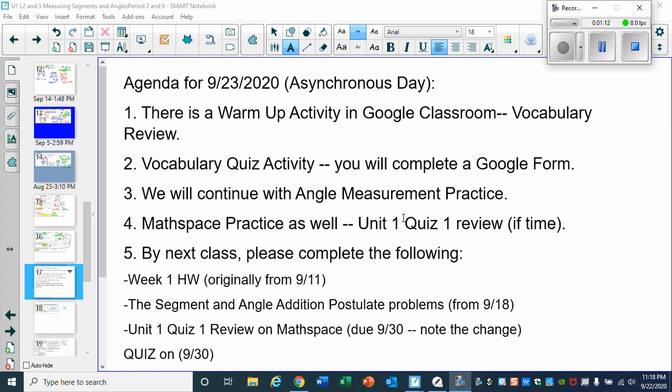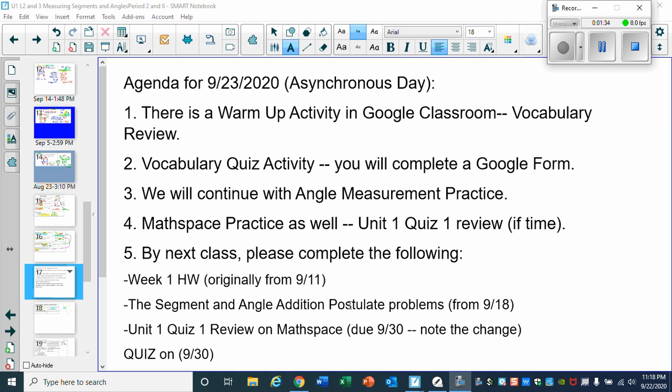Hopefully, the hints will help you as you complete this activity. For the next class, actually 2 things definitely need to be done. The week 1 homework, that was a Google Slide activity. That needs to be done by this upcoming Friday.